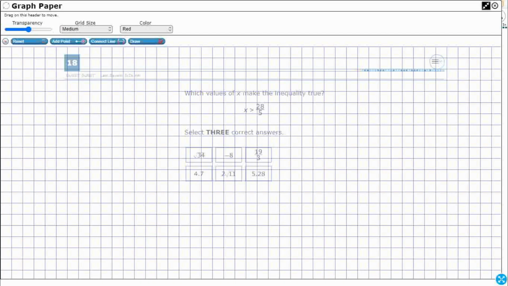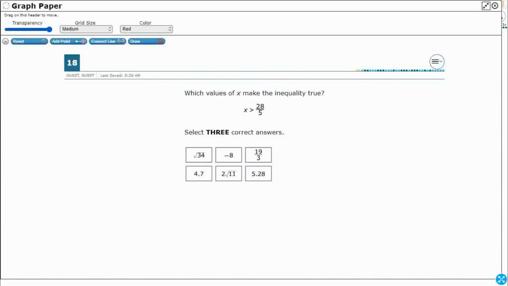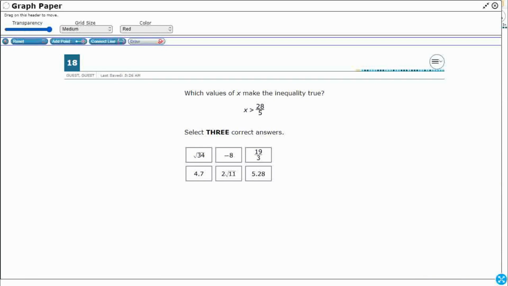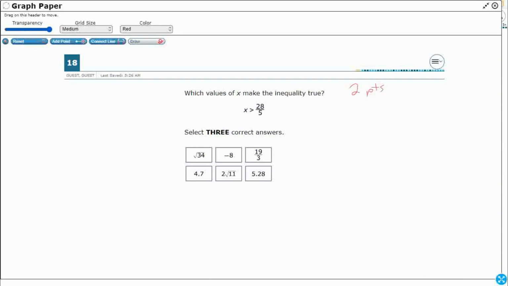This is a 2-point question. So this is how it works. If you want 2 points, you get 3 correct, right? If you want 1 point, you need to get 2 correct. 0 points is if you get obviously 0 correct or 1 correct. So just getting 1 out of 3 isn't going to get you anything. So let's get all 3 correct here.